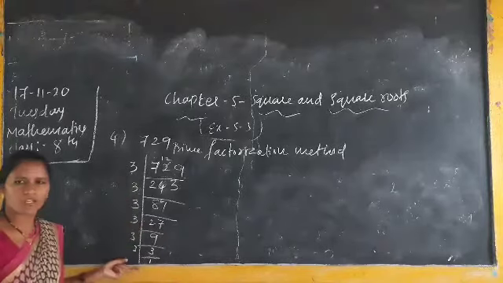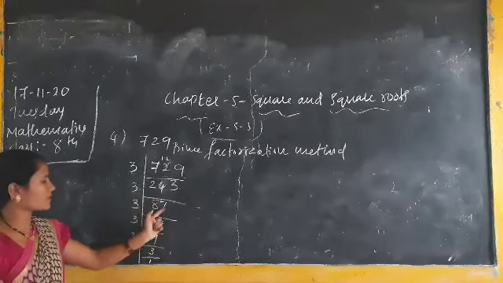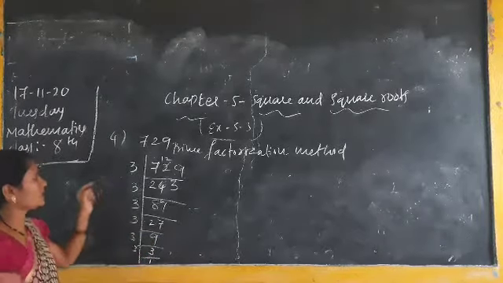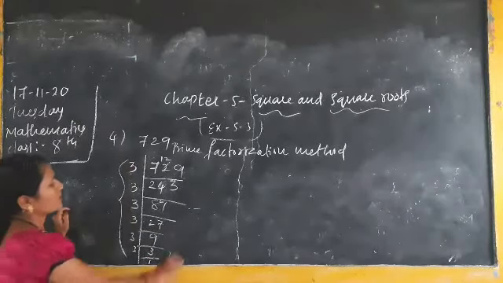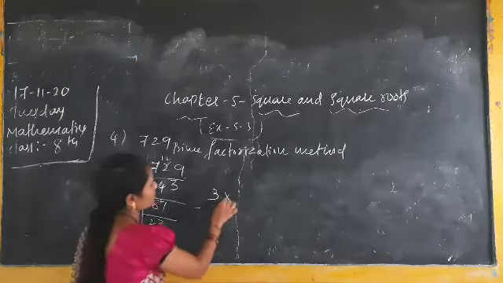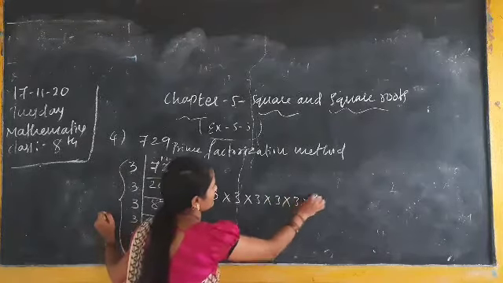First we have to take the smaller number. 3 2s are 6, 2 left. 3 7s are 21. Next, 3 9s are 27. 3 3s are 9. 3 1s are 3. Here, how many times have 3? You should write here: 1 2 3 4 5 6. 6 times.